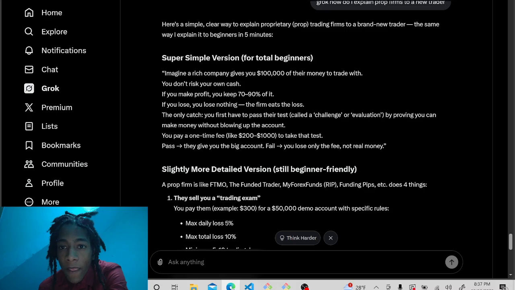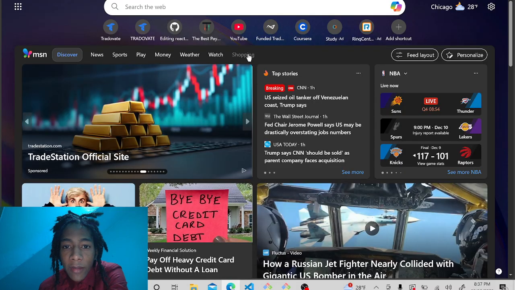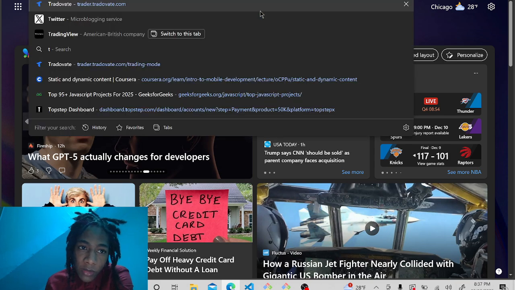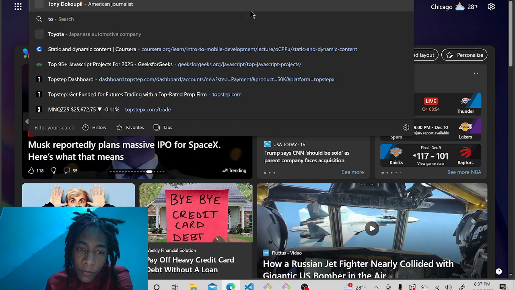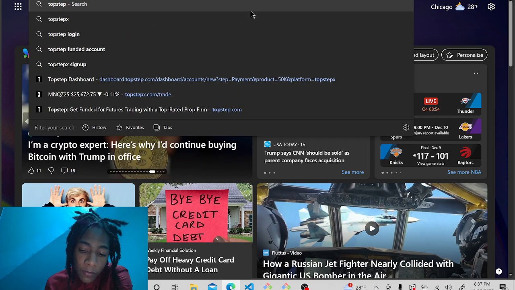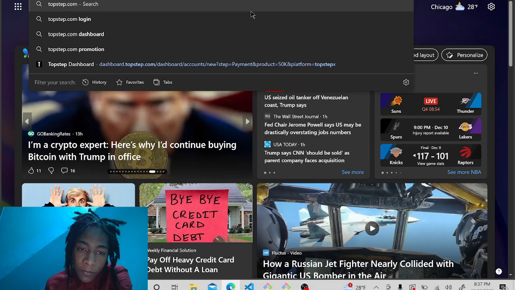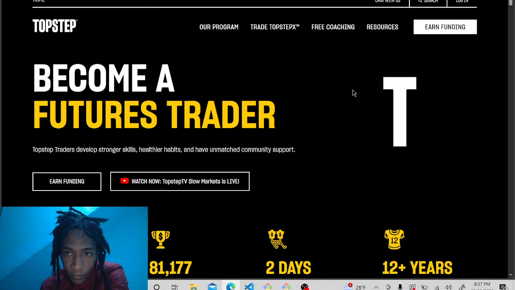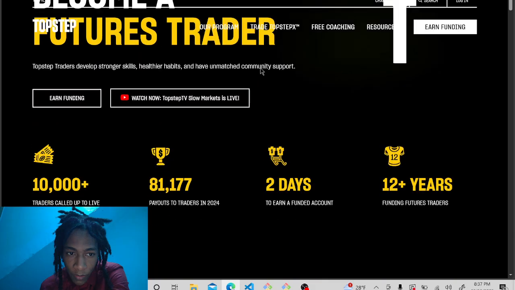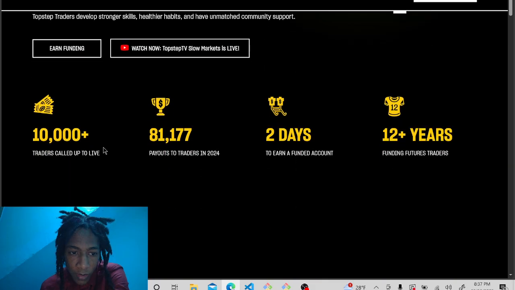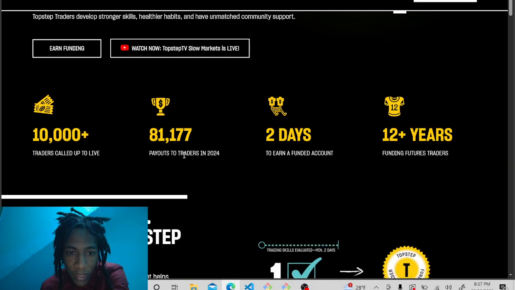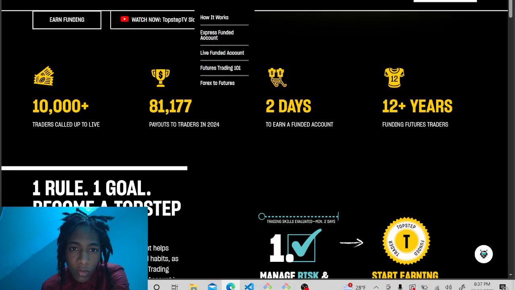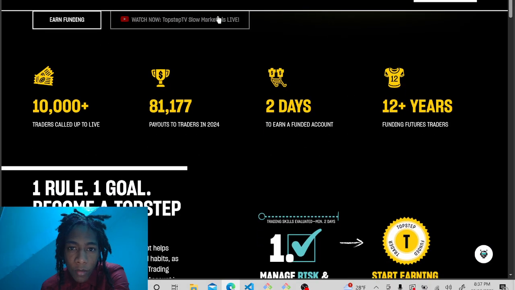So, going ahead, let's look at the top prop firms I use. Number 1, Top Step, topstep.com. Okay, Top Step. 10,000 traders called up to live, with payouts to traders in 2024, to earn a funded account, funded futures trader. So let's look at their program and how it works.